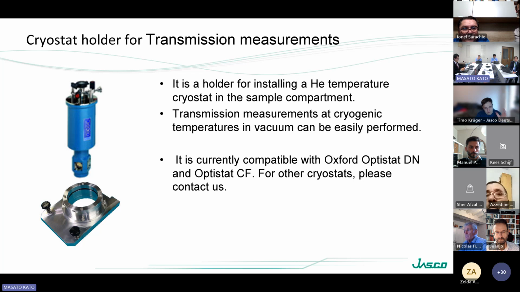Cryostat holders. Cryostats are essential for the evaluation of the physical properties of advanced materials such as semiconductors. This holder can install a helium temperature cryostat in the sample compartment. It is currently compatible with Oxford Optistat DN and Optistat CF. For the cryostat, please contact us.